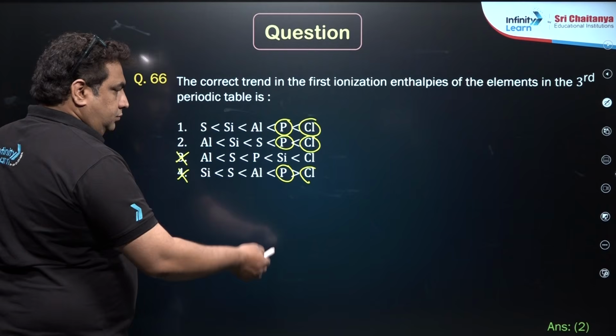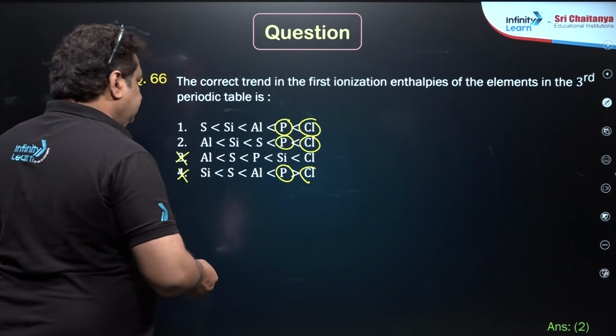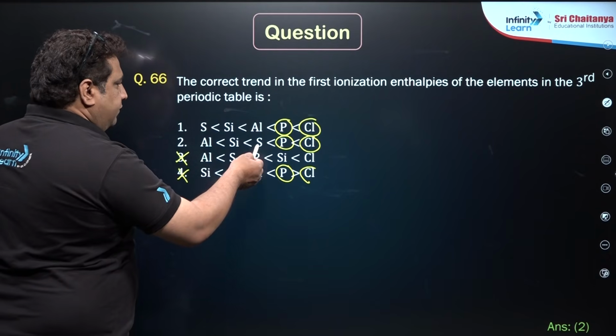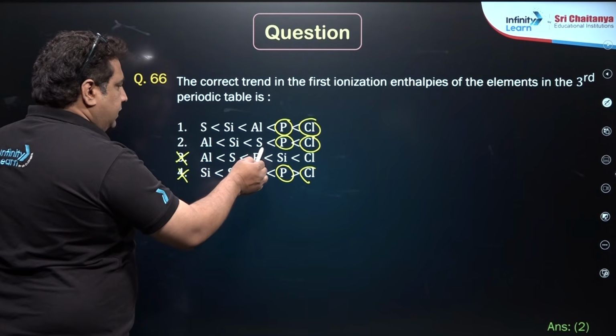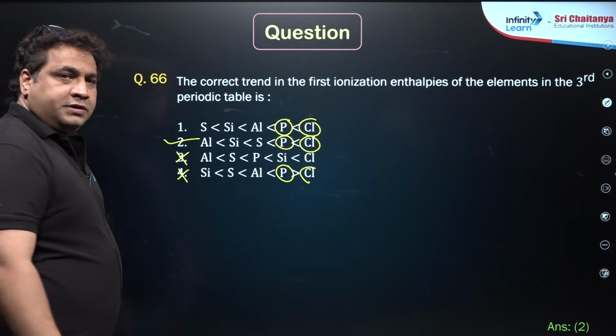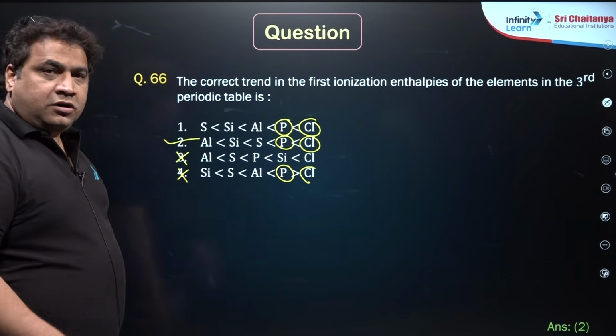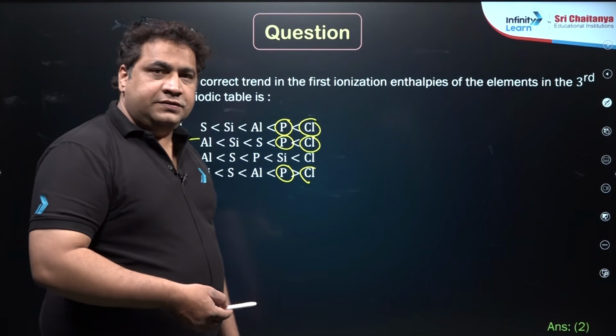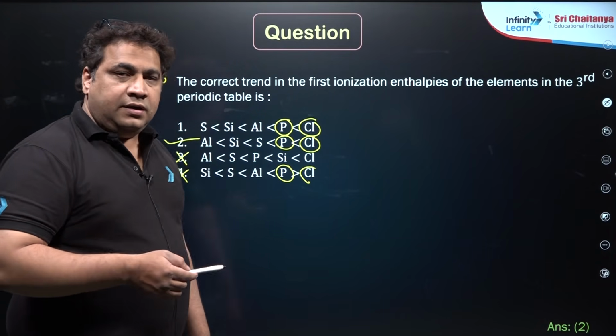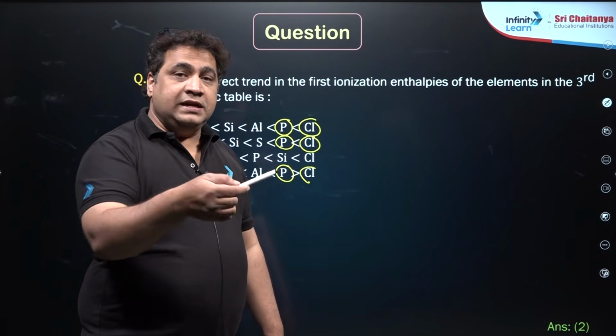Then aluminium and sulfur. Aluminium is metal, sulfur is a non-metal, hence answer should be option 2. Because metals have low ionization energies compared to non-metals, and half filled have more ionization energies than incompletely filled.